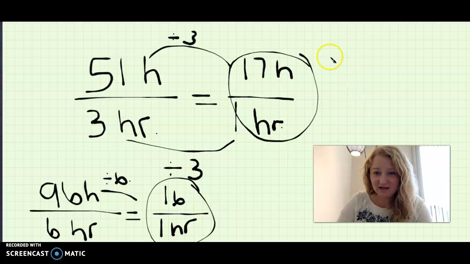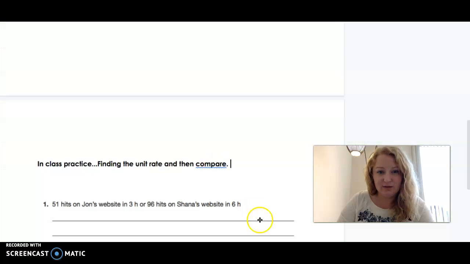We had John and we had Shayna, and who had the greater unit rate? Think about the circumstances here. If you have an up-and-coming website or you're selling a product, which would you rather have? Would you rather have 17 visitors within 1 hour, or would you rather have 16 visitors within an hour? You would want a lot of action on your website, so we would say 17 hits in 1 hour would be the stronger rate.